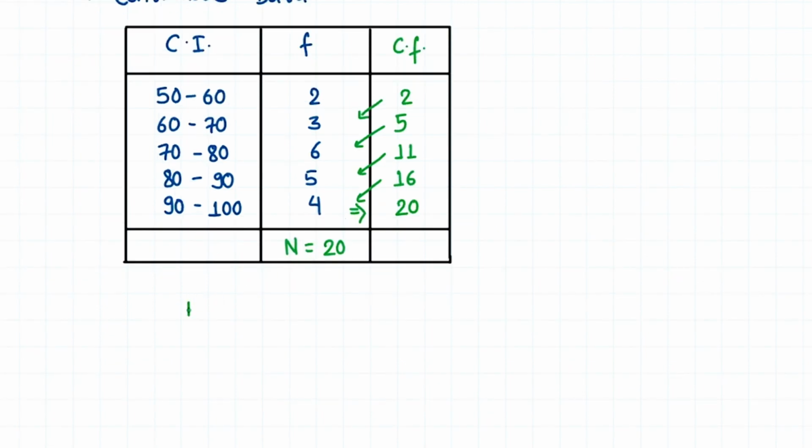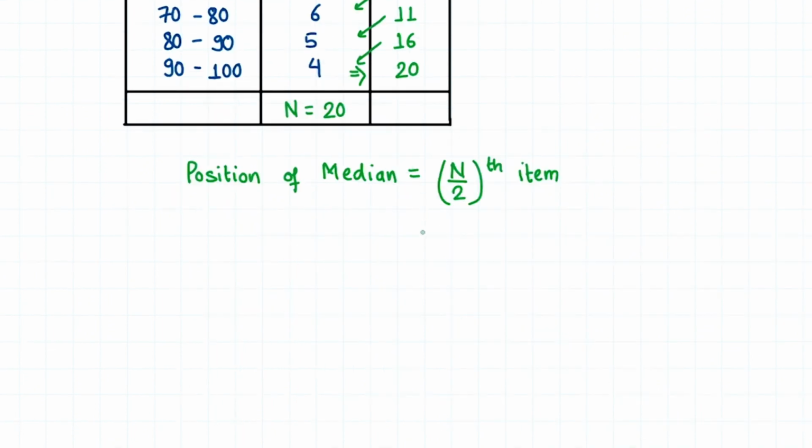Now again, our first step is find the position of the median. Here, the formula is a little bit different than our individual and discrete data. Actually, it's a little bit easier than the discrete and the individual data. Here, we just have n divided by 2, okay? We don't need that plus 1 here. So it's n divided by 2 th item. So our n in our data is 20, right? So it's going to be 20 divided by 2 th item, which is going to be our 10th item, okay?